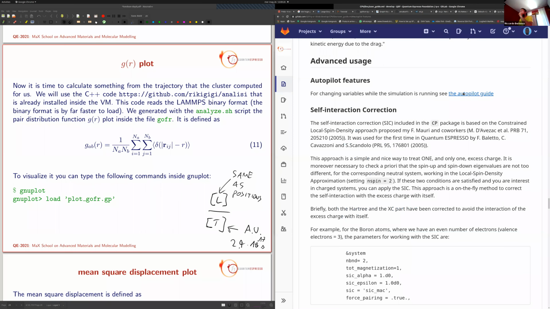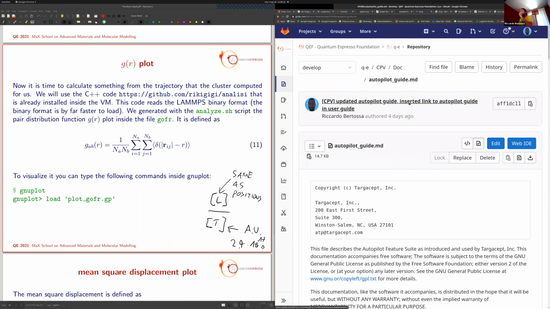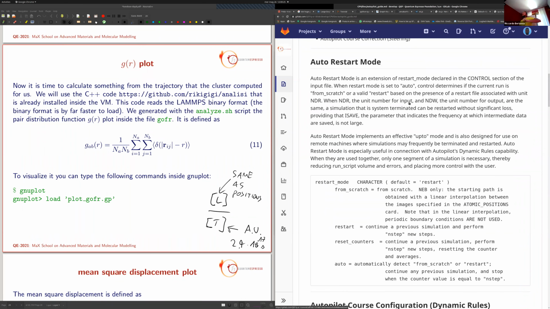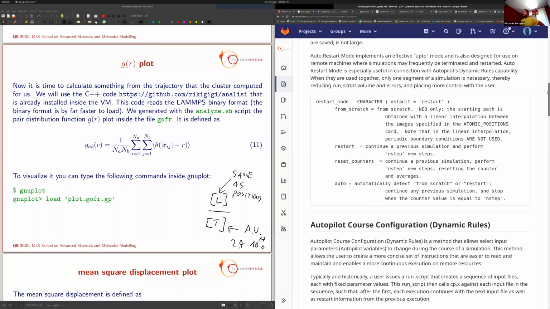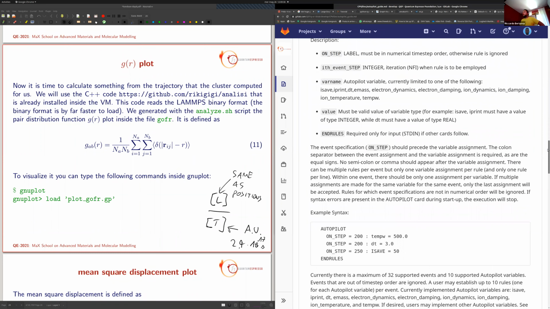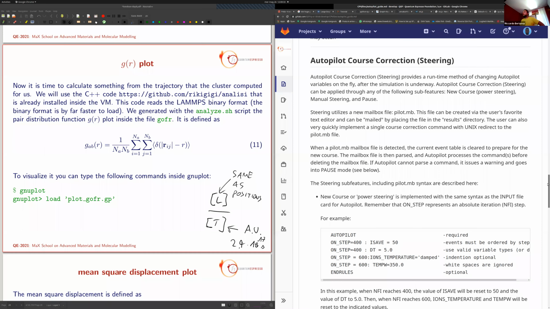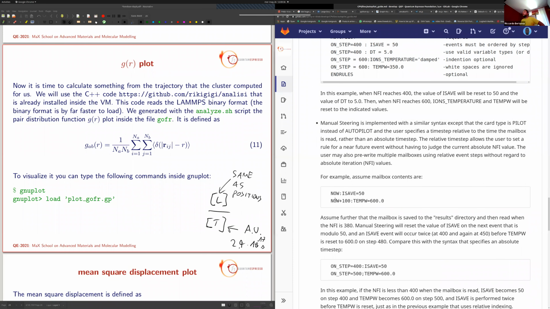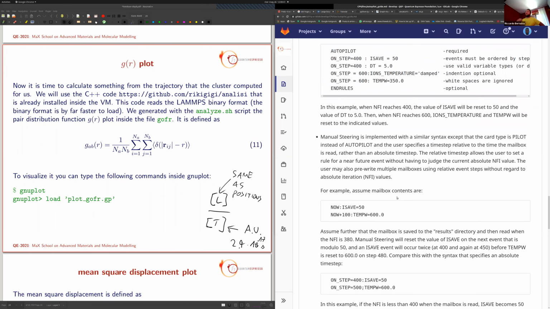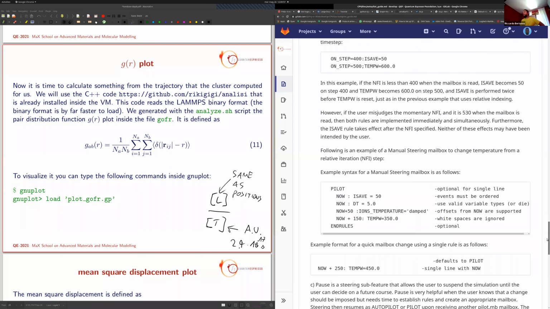Here there is a different file, and you see how you can change some parameters on the fly. You can put a file in the folder of the simulation with this written inside, and when the code reads the file, it will change the parameter that you have written inside. This is a mailbox file. So there are these interesting features that you can use if you want.